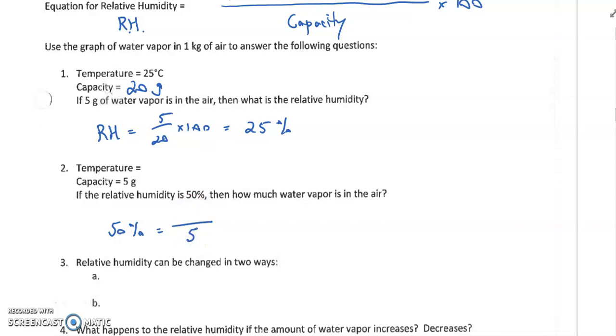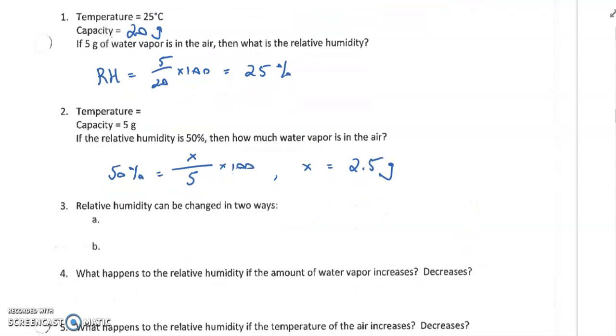Well, all I have to do is some rearrangement here. I don't even need to read my graph. I just take my 50%, multiply by 5, and I get my x, whatever my amount is, to just be half of whatever my capacity is. So that's 2.5 grams. It's pretty easy math to do, assuming that you have access to one of these graphs. So how can we change humidity?